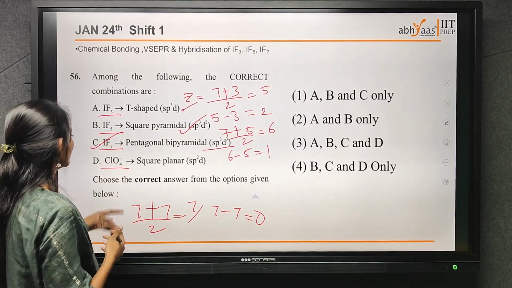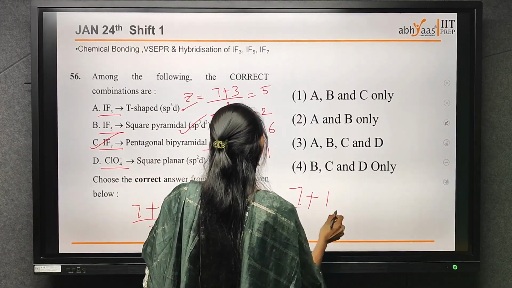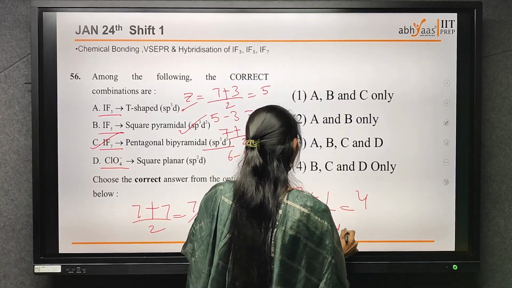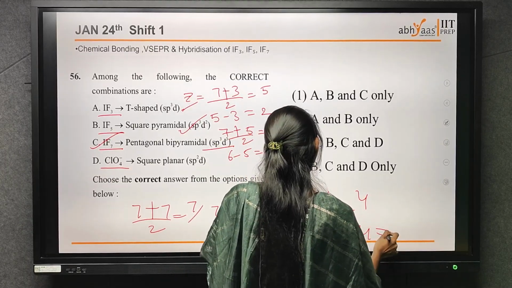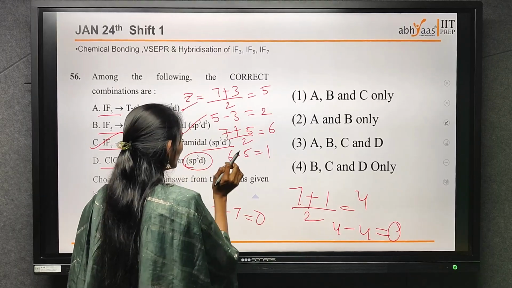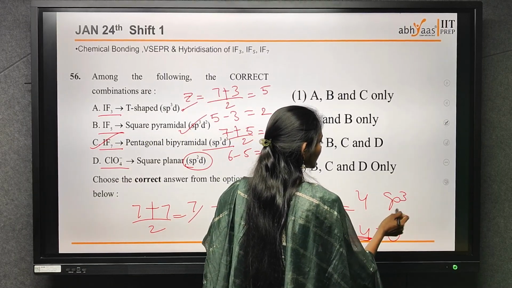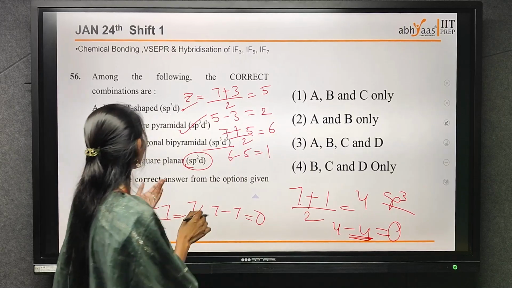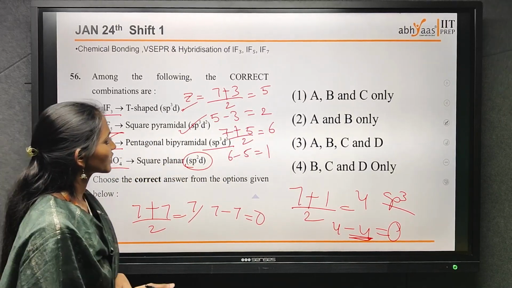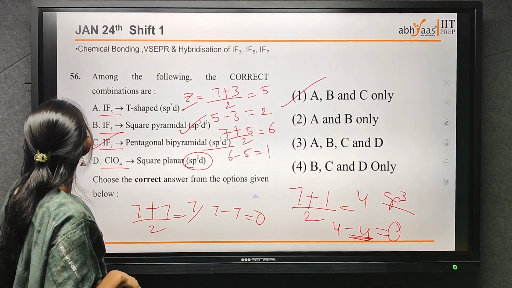Yes, correct. And ClO4 minus. Here you are having 7 plus 1 by 2, you are getting 4. So 4 minus 4, you are getting 0 lone pairs, and they say this is sp2d. That means here we are getting 4, that is sp3, right? So it is tetrahedral, but they are telling us sp2d. It is not the correct option. So the correct answer from this is ABC. Right? Moving on to next question.